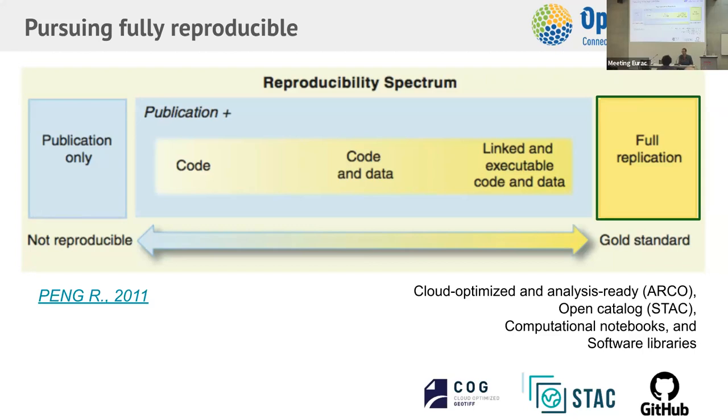So that's why, for example, we have other platforms, and OpenEO is really trying to push in this direction. There you can run a pipeline, you have the data there, and you have a backend defined, and if you execute the same analysis, you should receive the same results. And also, you have documentation around it. You need to link with some executable code. For us, at least at OpenGeoHub, we always try to put everything as cloud optimized and analysis ready, so people can easily access it directly on the internet. We try to put it in a STAC following the open catalogs. We try to create computational notebooks and also software libraries. So really pursuing this fully reproducible science.